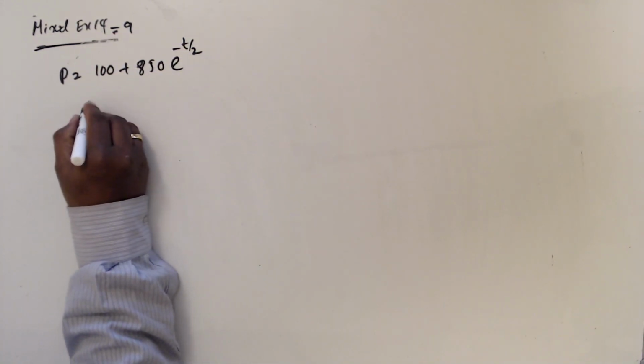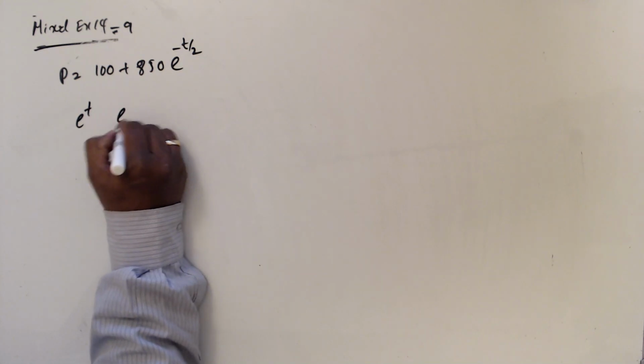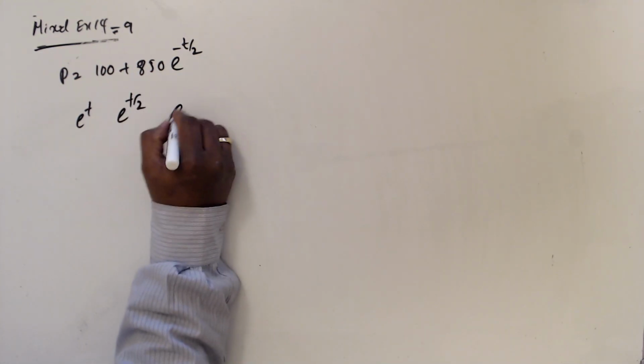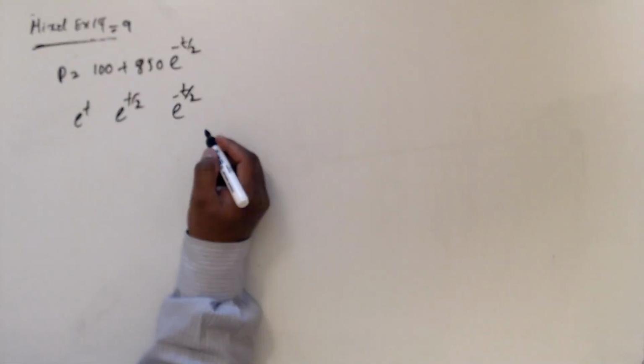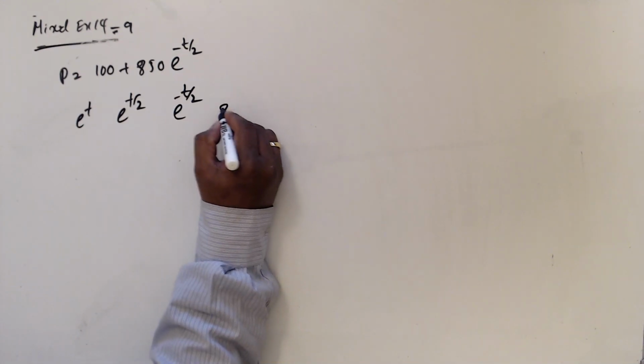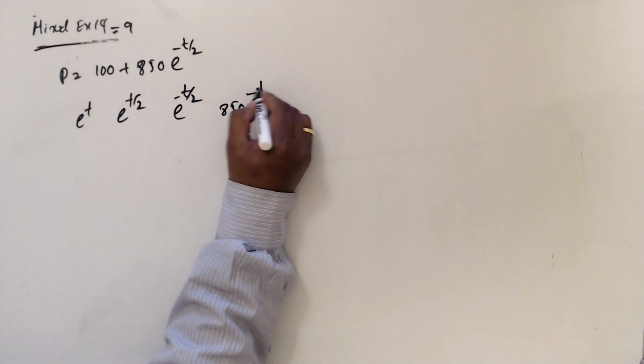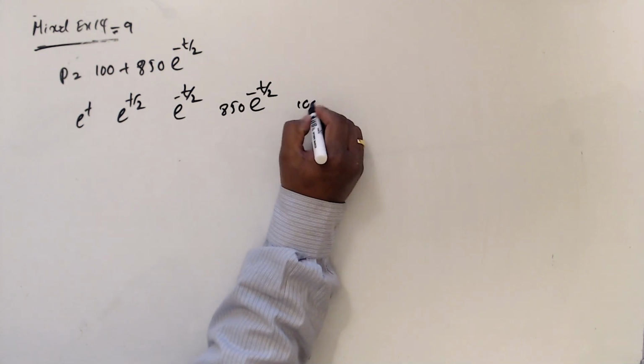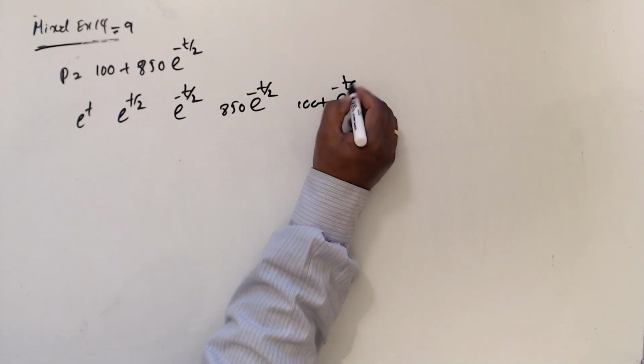Our main person is e^t. Then think about e^t over 2. Then think about minus e^t over 2. Then think about 850 minus e^t over 2. Then 100 plus 850 minus e^t over 2.